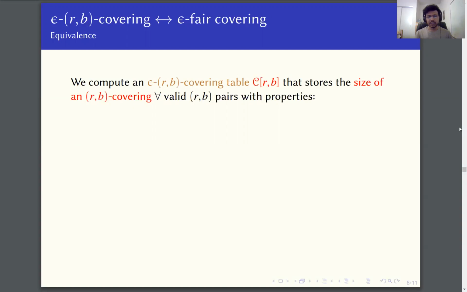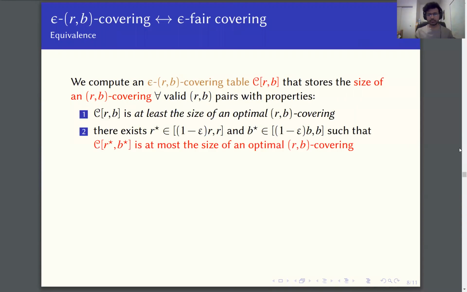Values in the tables satisfy the following two important properties. First, C_RB is at least the size of an optimal RB covering. This trivially follows from the definition of optimal cover. Next, and the important property, is as follows. For each RB pair, if there exists an optimal covering which requires K' disks to cover exactly R red and B blue points, then there exists a nearby pair R*, B* such that C(R*, B*) is at most K'.